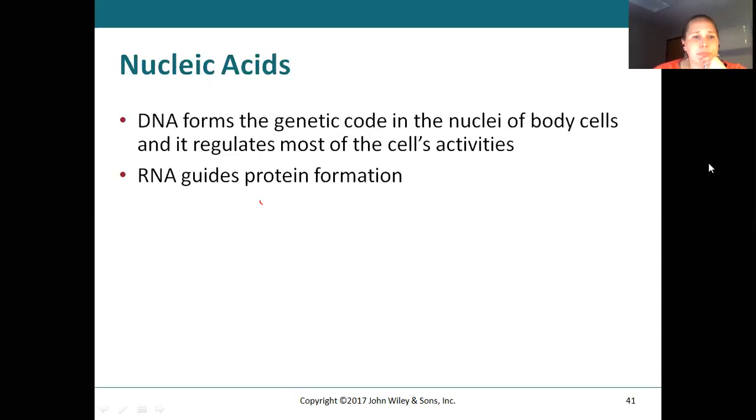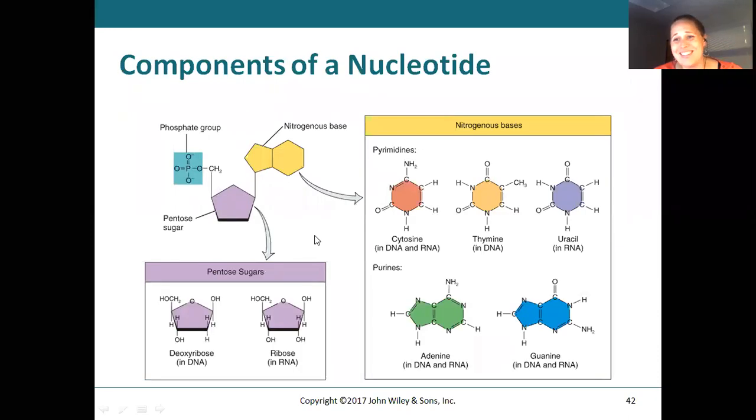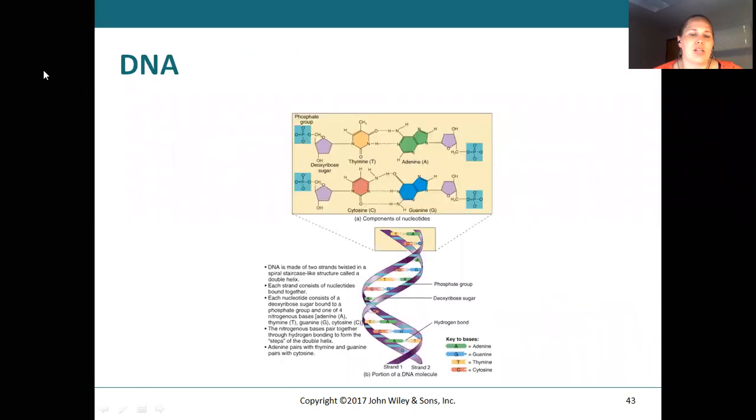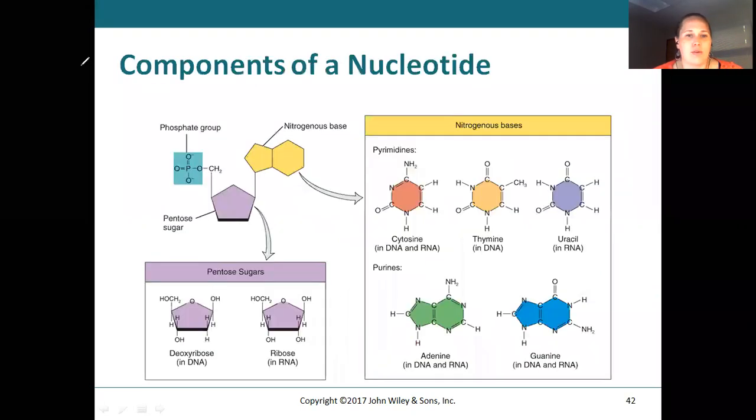Okay, so DNA is going to be the genetic code that regulates most of the cell's activities, and then RNA guides protein formation, and there are many different types of RNA that carry out cellular functions, and we'll talk about maybe some of those. Okay, so in terms of DNA, I feel like you guys are getting a crash course in a cell biology class right now. So again, if you'd like me to go over any of this more in depth, please let me know, or less in depth.